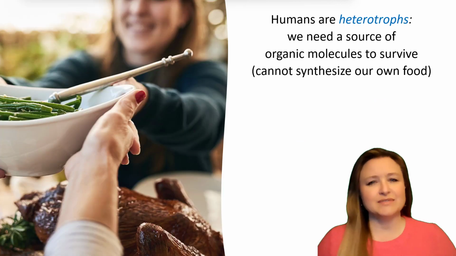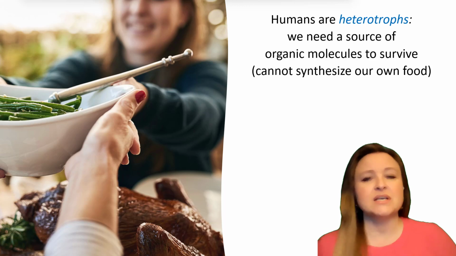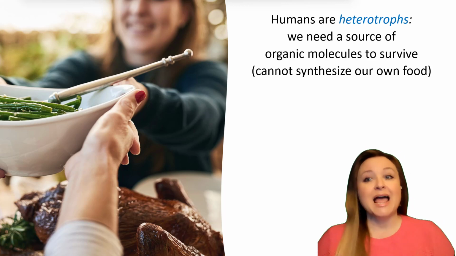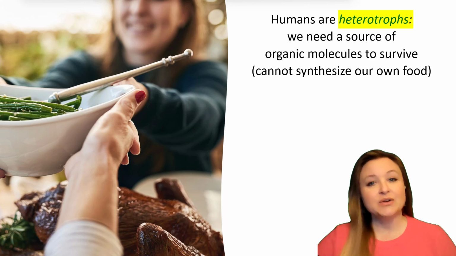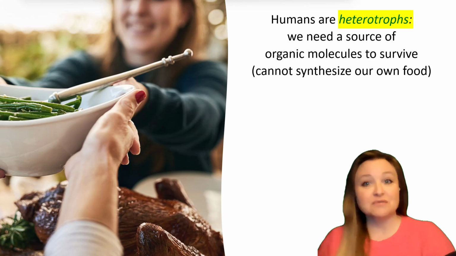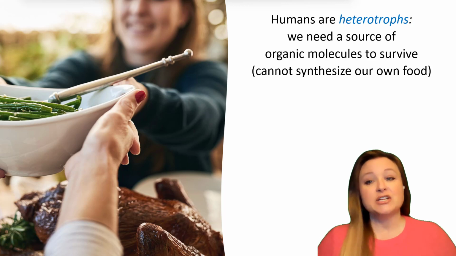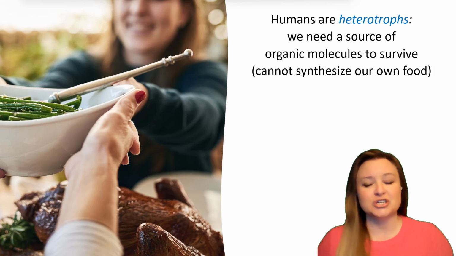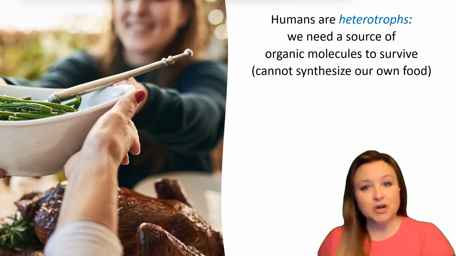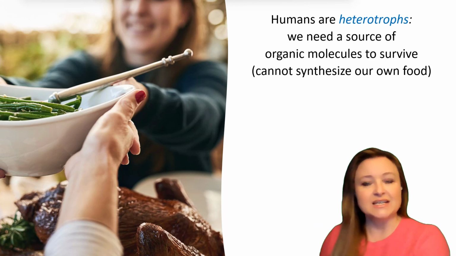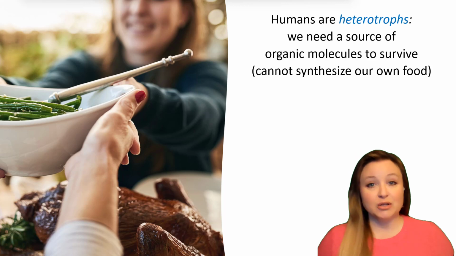Now, the first thing we have to discuss about photosynthesis is that humans are something we call heterotrophs. The word heterotroph means different feeder or different nutrition. Hetero means different, okay? Homo means the same, hetero means different, and troph means feeder or nutrition. So humans are heterotrophs. We feed on other things, and we need a source of organic molecules to survive.